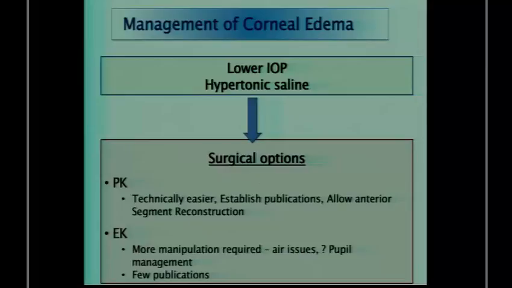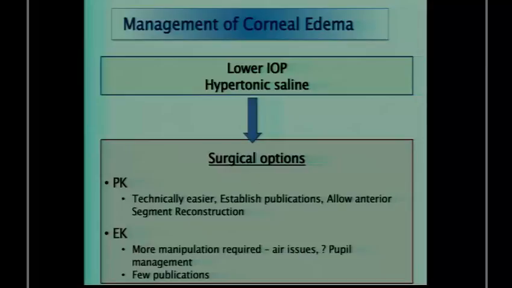Performing EK in these procedures is more difficult. There can be some issues with the air because the iris is often atrophic, especially if there are extra holes there. Pupil reconstruction is more difficult in these kinds of cases, and there are very few publications. There are only a handful of cases reported in the literature. The first was from the Price Vision Group, and after that there has only been a single case report in the literature of EK in these cases.